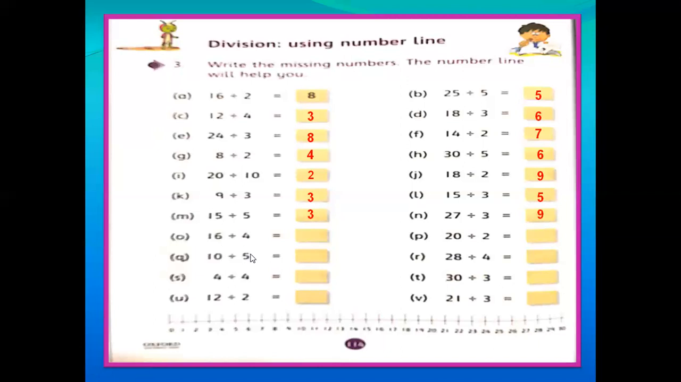16 divided by 4. 4 ones are 4, 4 twos are 8, 4 threes are 12, 4 fours are 16. 4 is our answer.